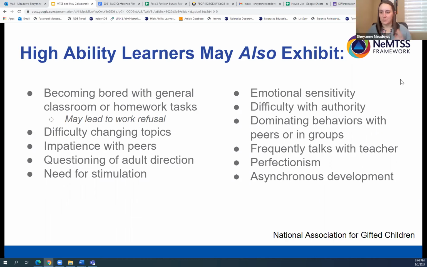They're usually pretty dominant in group work or with other peer groups. They're kind of seen as maybe the bossy kid, or they just want to get it done and do it right. And so they just take over. Again, they frequently talk with the teacher because they want that intellectual stimulation.